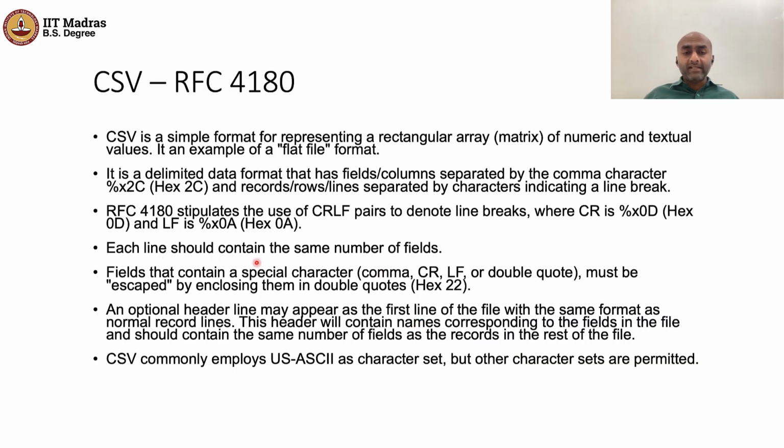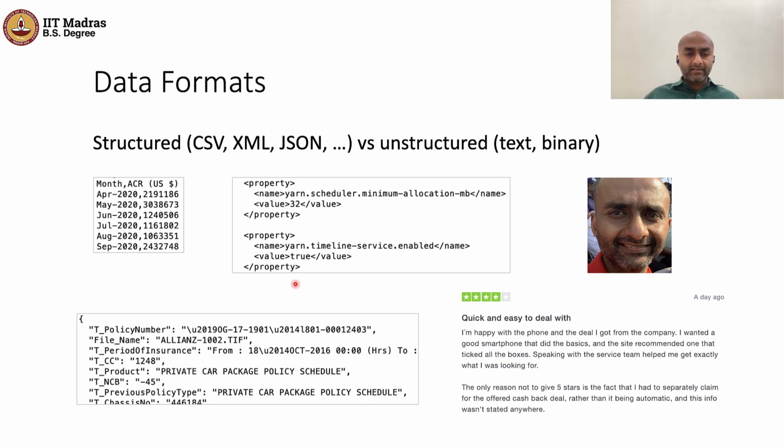So fields that contain these kinds of special characters must be escaped by enclosing them in double quotes. If I take this example, in the JSON example, the value and the key are both encapsulated within double quotes. Likewise, if you're anticipating a special character like the comma in this number field, you put this entire thing in double quotes, right? So the entire field will be in double quotes.